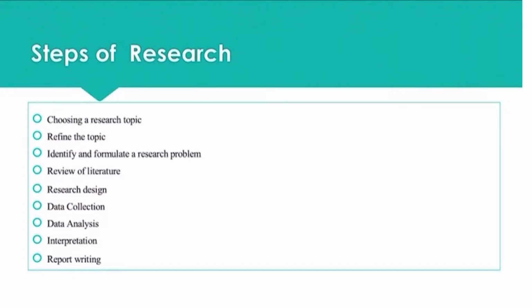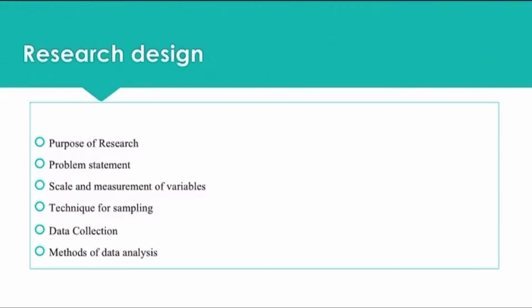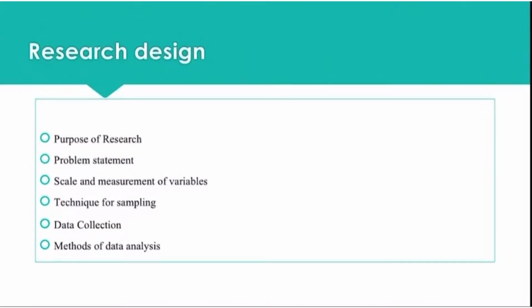And then comes research design. So research design is like the blueprint for research. It includes purpose of research, the aim and objective, and the problem statement. We need to mention the variables involved in research and what scale it comes under, and how are the variables measured in the research. And then technique for sampling.